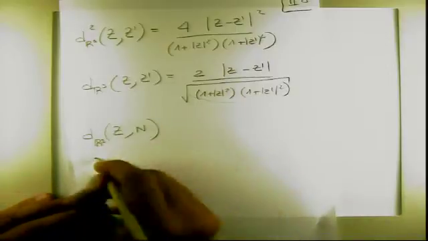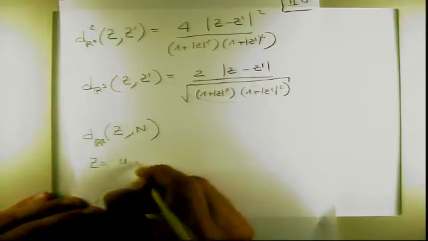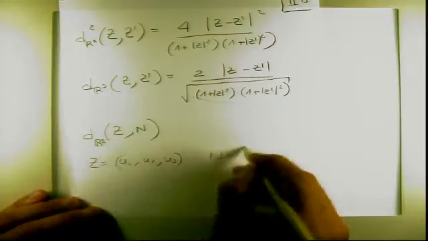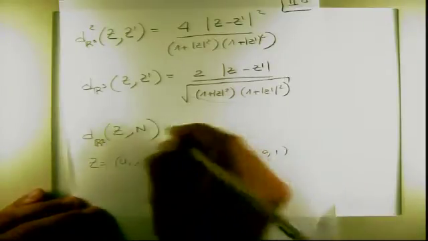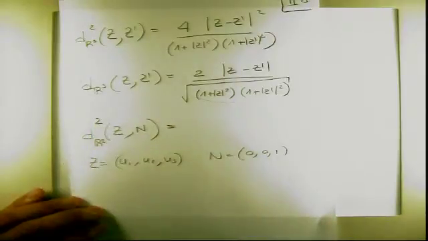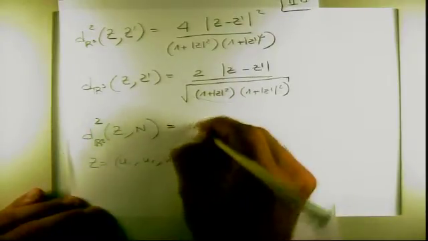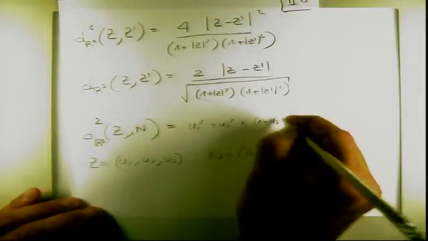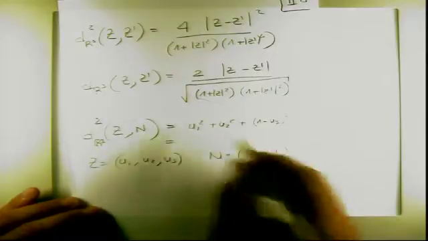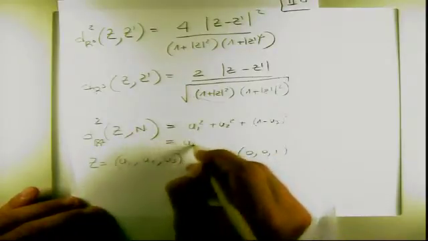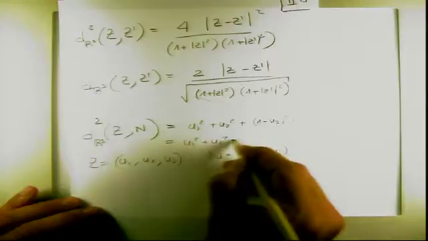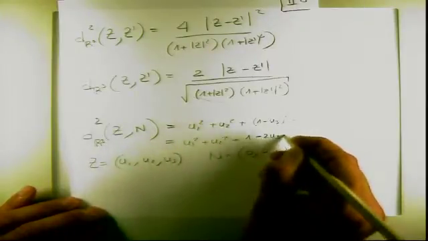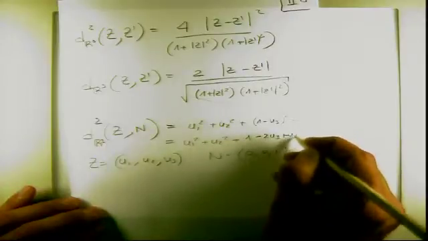Well, let us do the calculation. Z has coordinates u1, u2, u3, and N has coordinates 0, 0, 1. So take the square, as usual. I have u1 squared plus u2 squared plus 1 minus u3 squared, which is simply u1 squared plus u2 squared plus 1 minus 2u3 plus u3 squared.